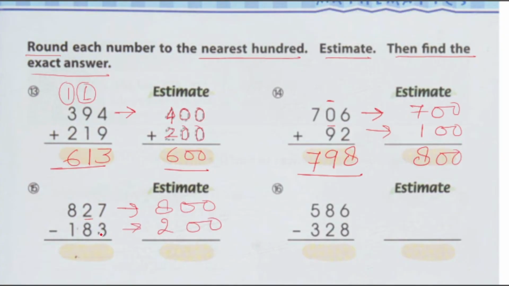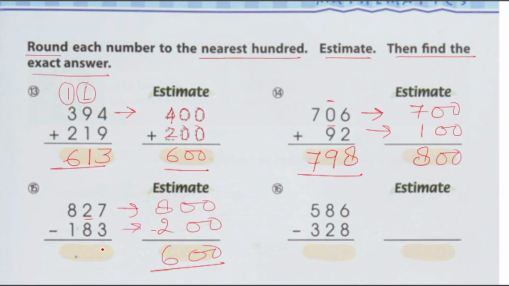So as we know, we change the ones place and tens place to zeros. And if the 10th place number is greater than 4, then we add 1 to the 100 place. So this is called rounding to 100 place. Now we'll subtract 200 from 800, we get 600. So this is the estimation.